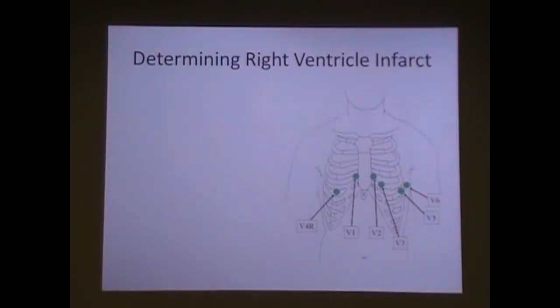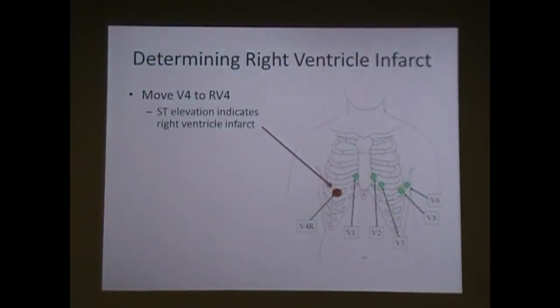Determining right ventricular infarct. We talked about moving V4 over and making it V4R. If you have ST elevation in V4R, you've got right ventricular involvement, okay? So in that case, you're going to have to be judicious with your nitro. You're going to make sure you have plenty of IV access. You're going to preload them with fluids, all those kind of things.